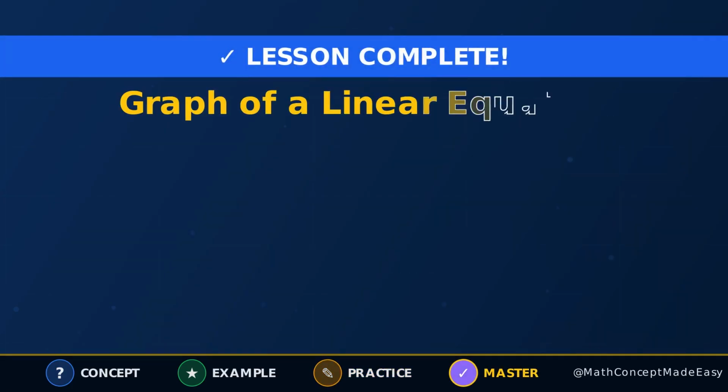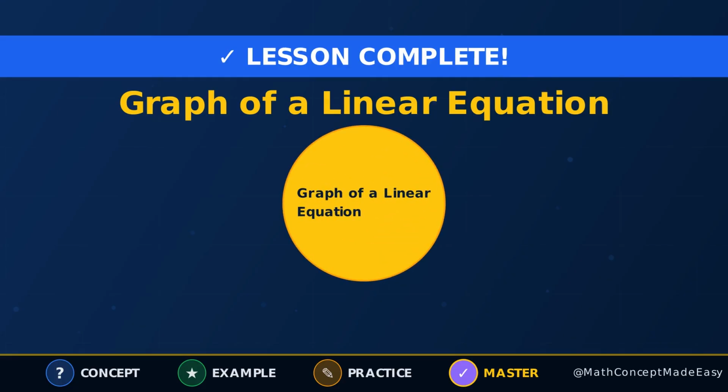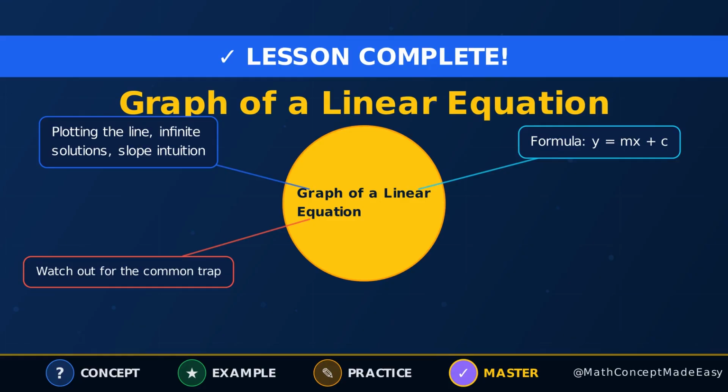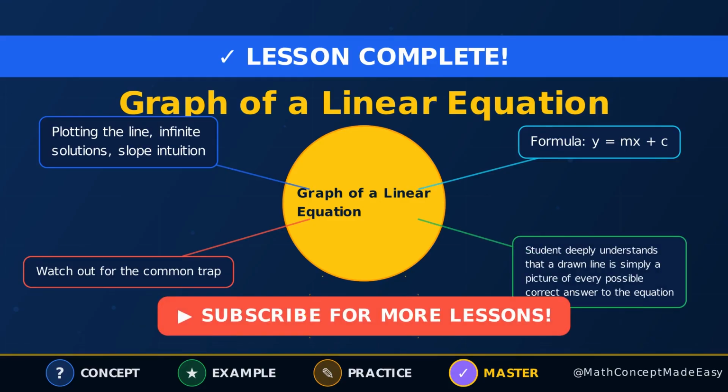Let us bring today's lesson together in one picture. At the center of everything sits graph of a linear equation. We explored plotting the line, infinite solutions, slope intuition. The one formula to remember is y equals mx plus c. Watch out for the common trap we discussed. And remember our goal: the student deeply understands that a drawn line is simply a picture of every possible correct answer to the equation. Next lesson, congruence of triangles, SAS, ASA, SSS, RHS, rules with proof.